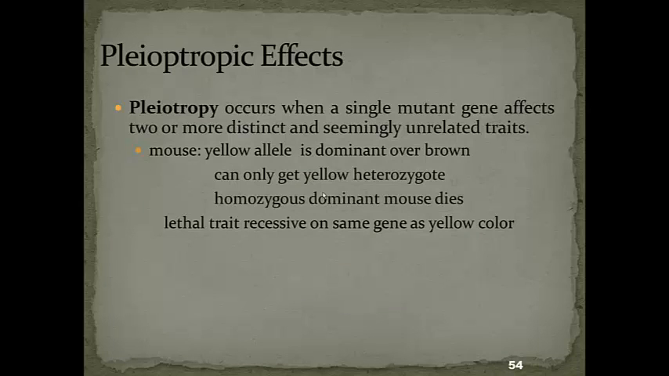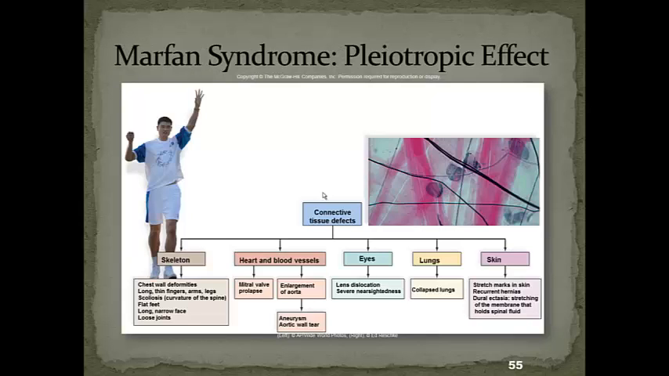Okay, another thing is pleiotropy. It's where a single gene, frequently mutant, but often inherited, affects two or more distinct and seemingly unrelated traits, like Marfan syndrome, which is actually due to abnormal connective tissue from fibrillin, the fibrillin gene on chromosome 15. It affects the skeleton, the heart and blood vessels, the eyes, the lungs, the skin. It affects everything. Feel free to pause the video and read this.